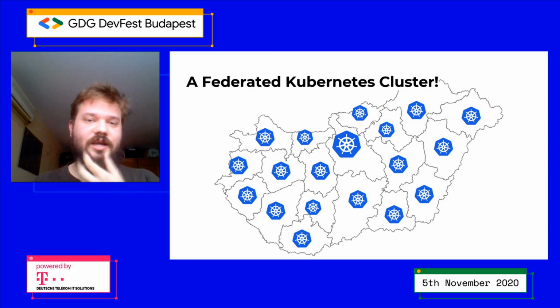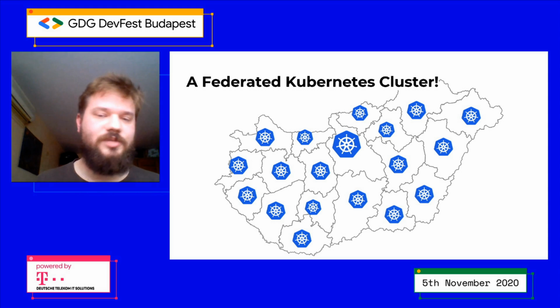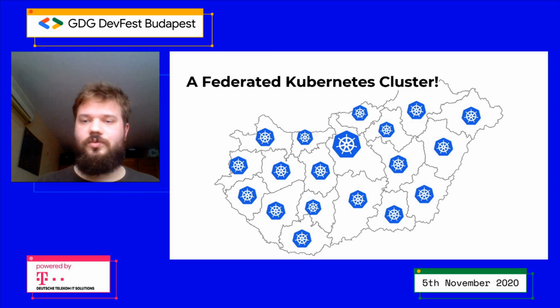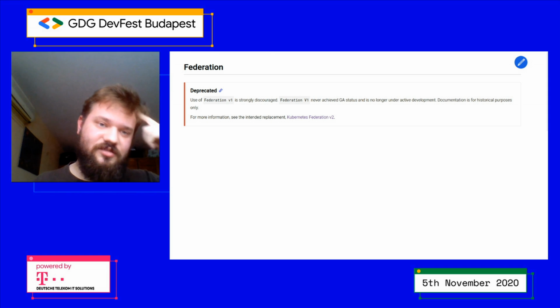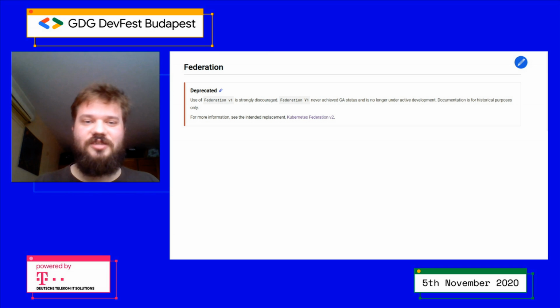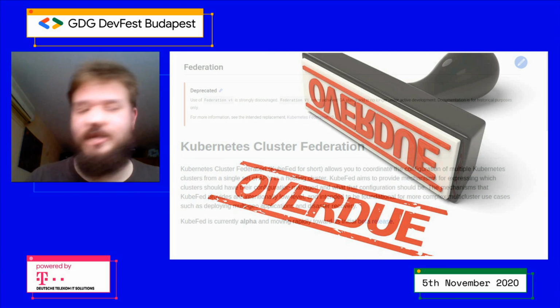But is there a solution to this? Sure, it's federation. We could federate our Kubernetes clusters and overcome these limitations. So, well, we worked before with federated Prometheus and all that kind of stuff. So Kubernetes surely provides something for that, right? Well, yeah, it does, but there is a Federation v1 API which is strongly discouraged. But hey, Kubernetes Federation v2 is on the way. Yeah, well, it's still in alpha at the time when we were talking about this, but it's moving rapidly towards its beta release. Maybe it's going to come out in time.